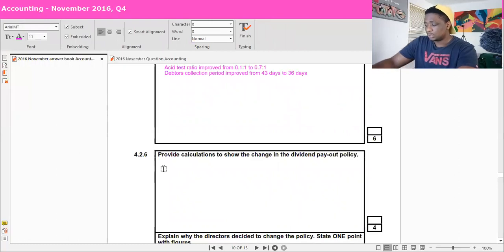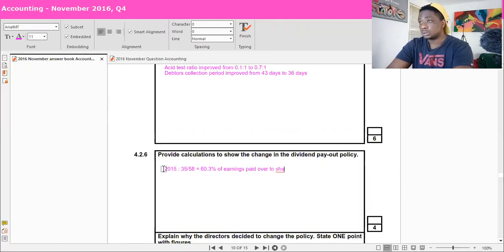Let's start with 2015. So obviously there's 35 cents divided by 58, multiplied by 100, whatever, but we get 60.3%. 60.3% of earnings paid over to shareholders.